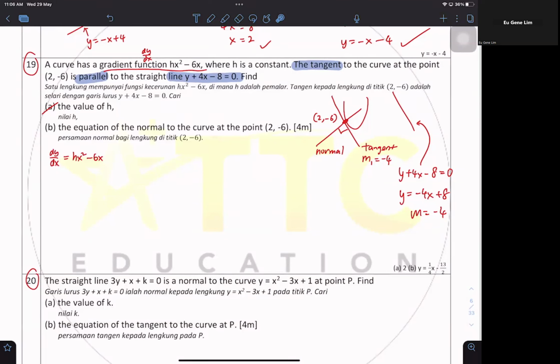Yes, very good. You do the same thing again. dy/dx equals m1. Very good. Then at the same time, what is the x? At the same time, the x is negative 2. Very good. x equals the x of the point.